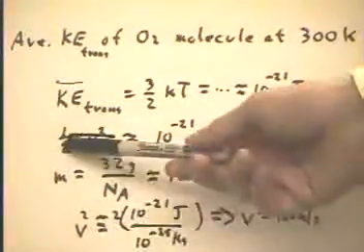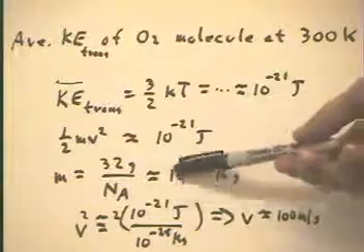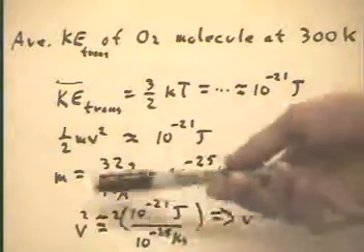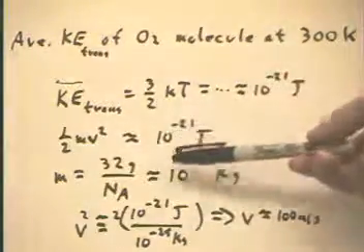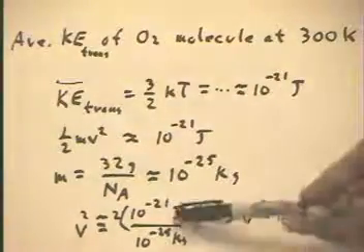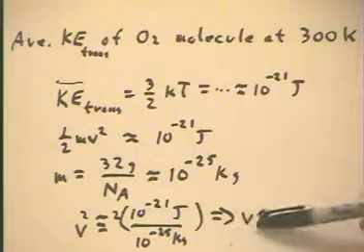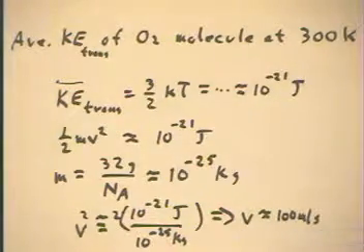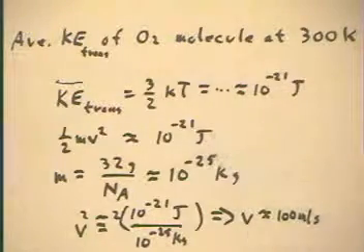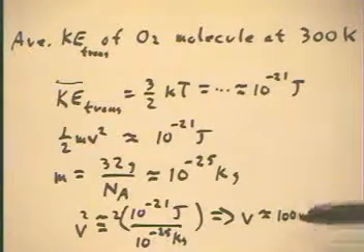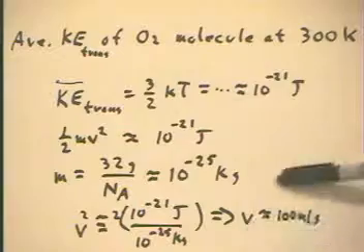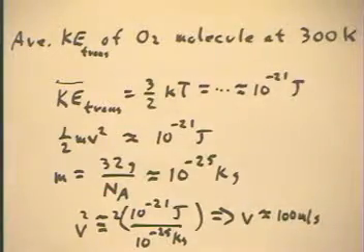Okay, it turns out if we solve this using a mass of approximately 10 to the negative 25th kilograms, we double the numerator, divide by m. We're going to end up with something like this, which is on the order of 100 meters per second. Now it's actually hundreds of meters per second because these order of magnitude calculations are not precise. But you see that the oxygen molecules are moving quite fast.